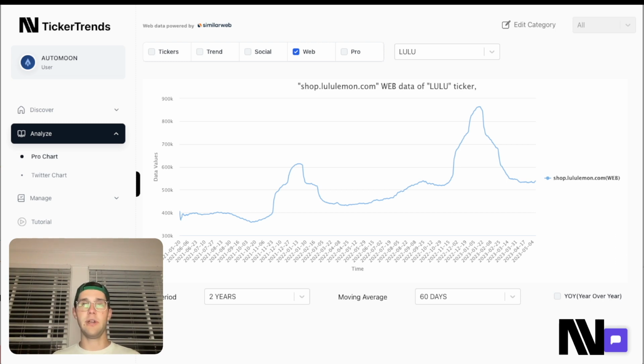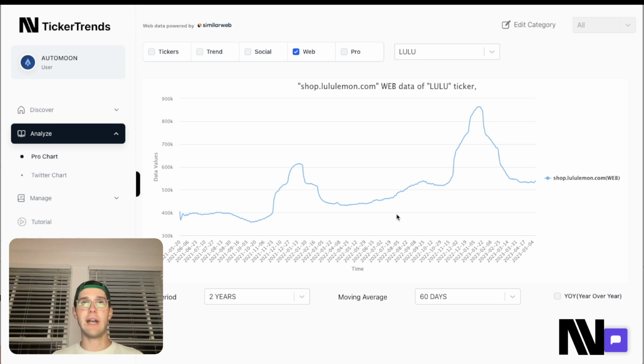Lululemon has been performing over the past couple of years. Lululemon is very much an online-focused company. Although they do have retail stores, a large portion of their sales can come from virtual sales from their website. So what we can do to get a really good idea of the success of Lululemon is we can track the number of people who are going to their website over time.